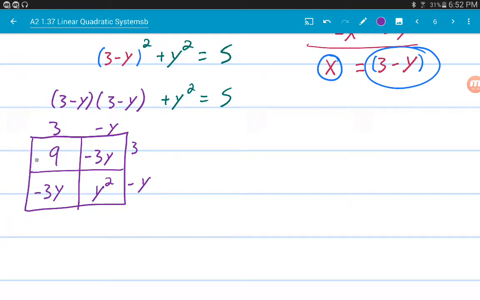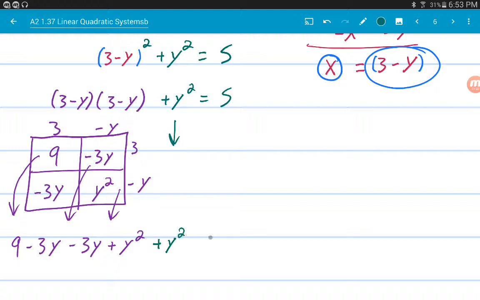Now let's take these terms out. Doesn't really matter in what order. 9 minus 3y minus 3y plus y squared. Bring this down. Plus y squared is equal to 5.